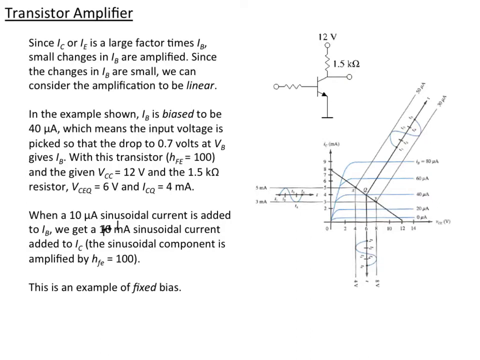And that is basically because we multiply by the HFE equal to 100 for this particular transistor. And so this example of biasing the base to give this 40 microamps, and the fact that the emitter is directly connected to ground, is an example of a fixed bias. We fix the bias to be a particular value of the current, and then we do the calculation.